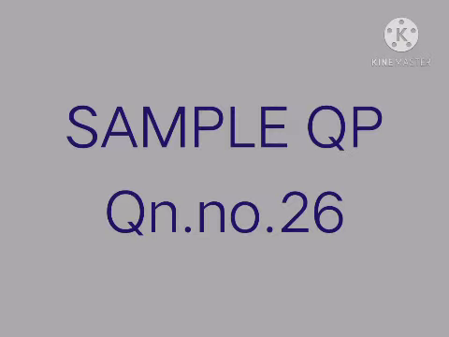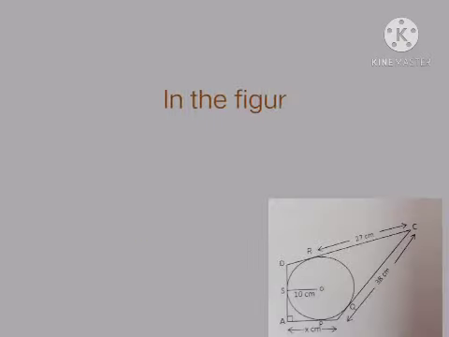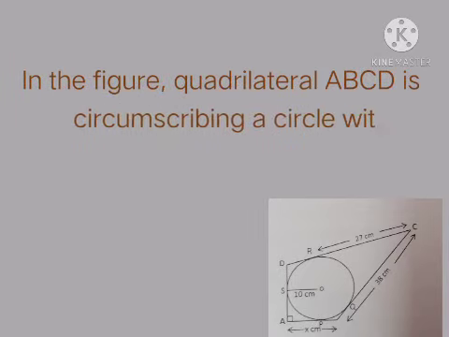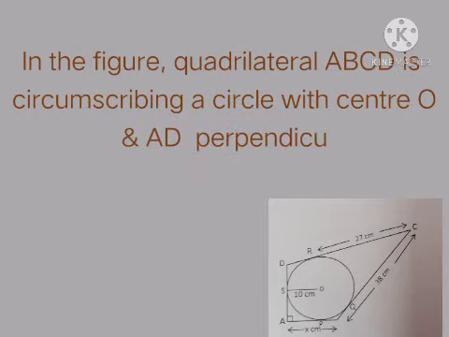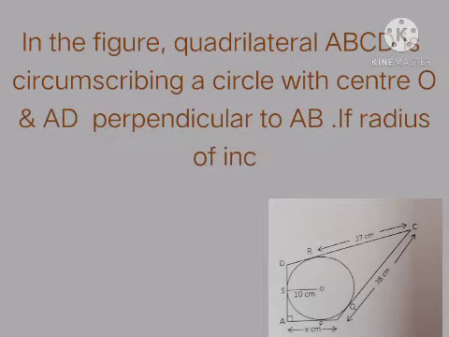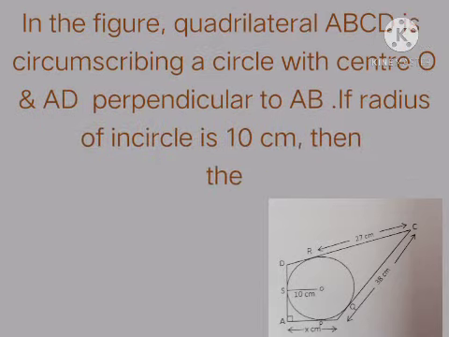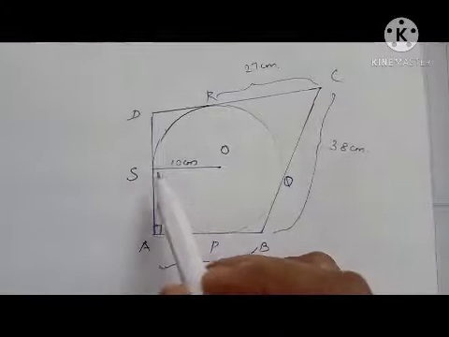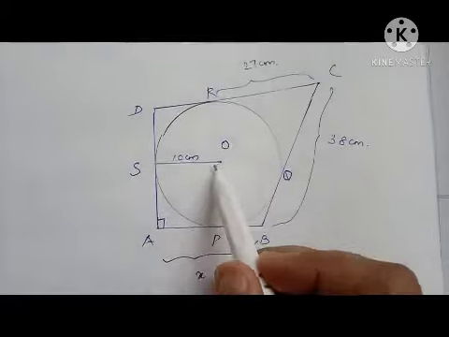Now question number 26. In the figure, quadrilateral ABCD is circumscribing a circle with center O and AD perpendicular to AB. If the radius of the incircle is 10 cm, then the value of x is... The figure is given in this question. The measures are given. It is a 2 mark question. This is given as 10 cm radius.